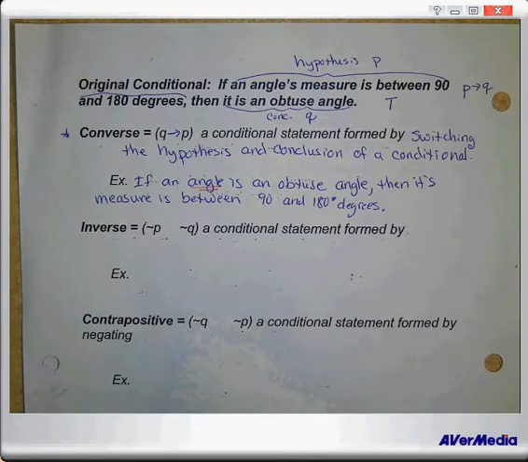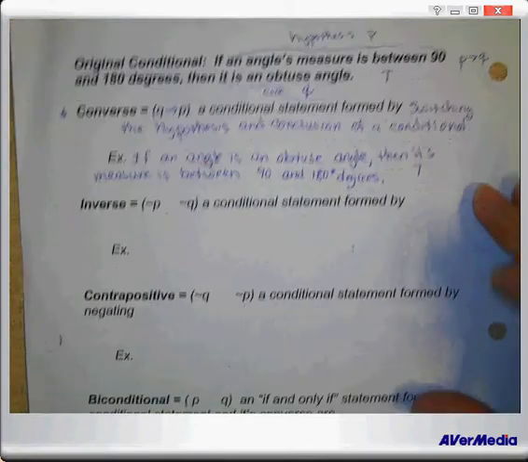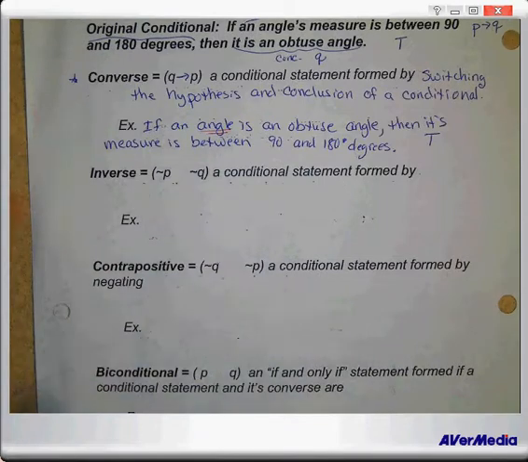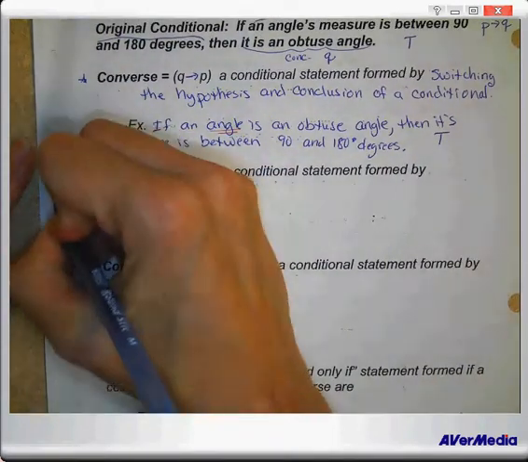Well, the next form that we have of a conditional statement is called the inverse. And we need to kind of introduce a new symbol. This symbol right here is a negation symbol. It means make the opposite, okay? And it represents the word not. So we're going to make something not what it was.